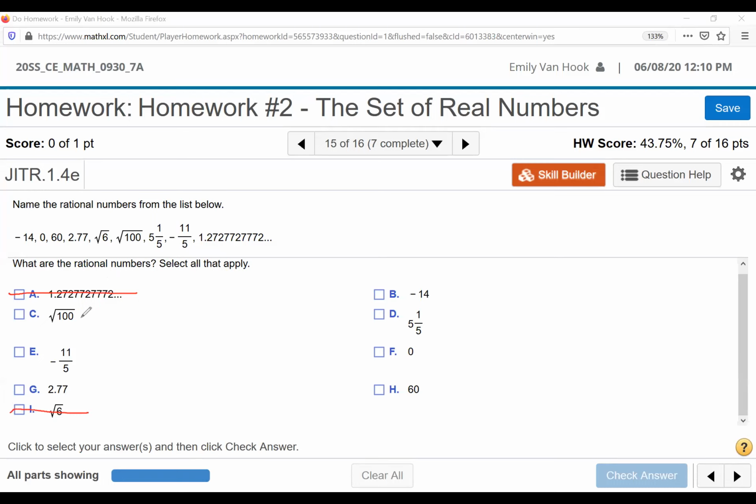Everything else in this list is rational. The square root of 100 is 10, so that's a nice number. That's a natural number, which means it's whole, it's integer, and it's rational. Anything that's a fraction is good. Any decimal that ends is good. Negatives are fine. 0, yes. This is a whole number, which means it's also rational. Mixed number, that's also a choice. So with rational, I find it easier to identify the irrational numbers, cross those out, and then just check everything else.